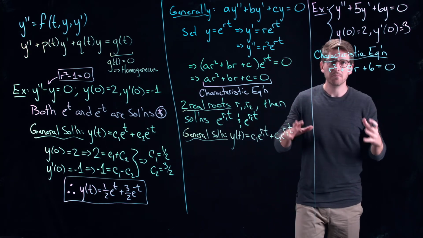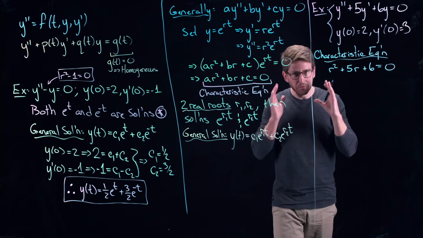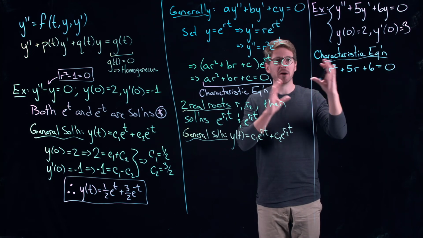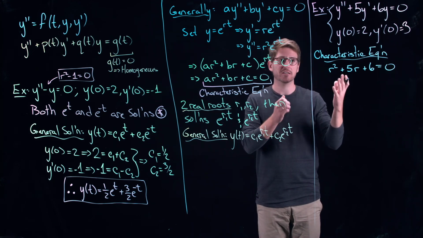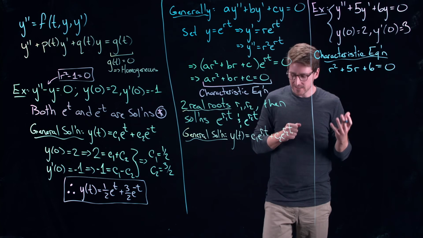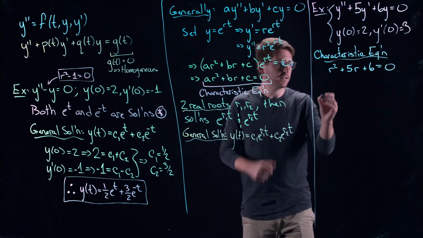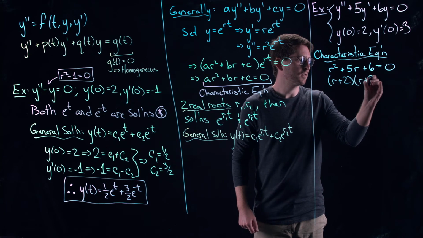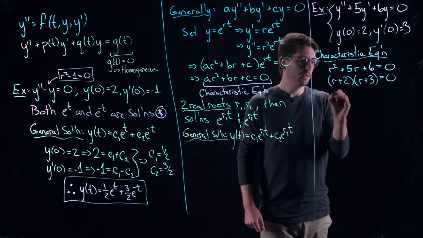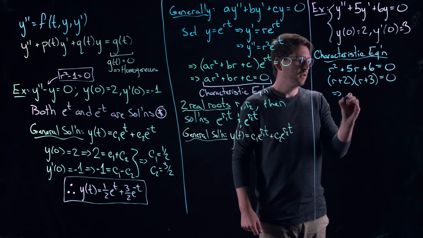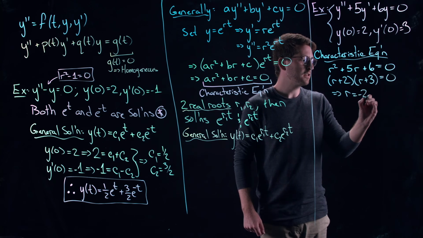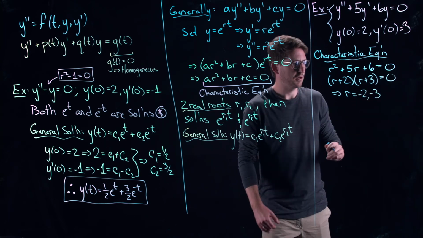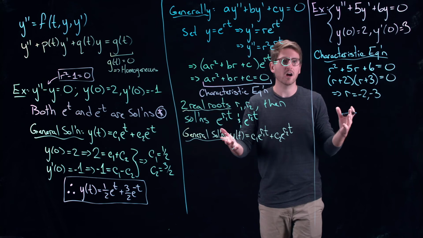And now, maybe you forgot about it. I really hope you didn't. But now you're going to put your factoring skills to use, right? In this case, our factors are going to be r plus 2 and r plus 3, which implies that I get two roots at minus 2 and minus 3. So nothing that complicated, right?